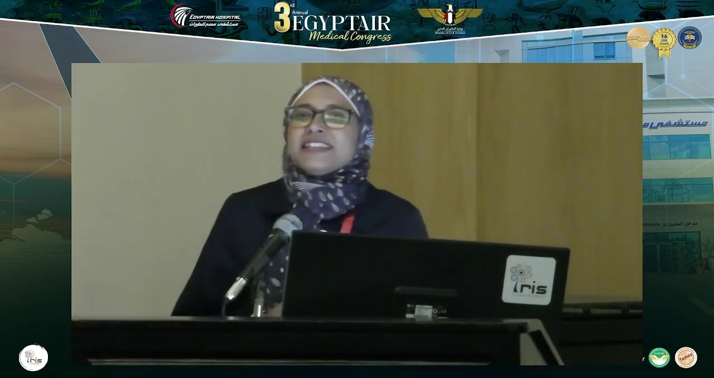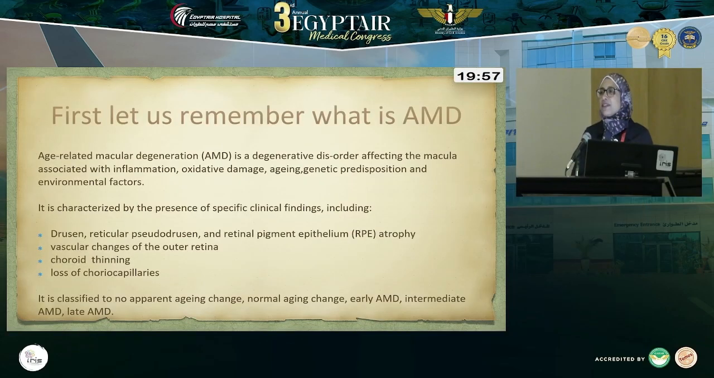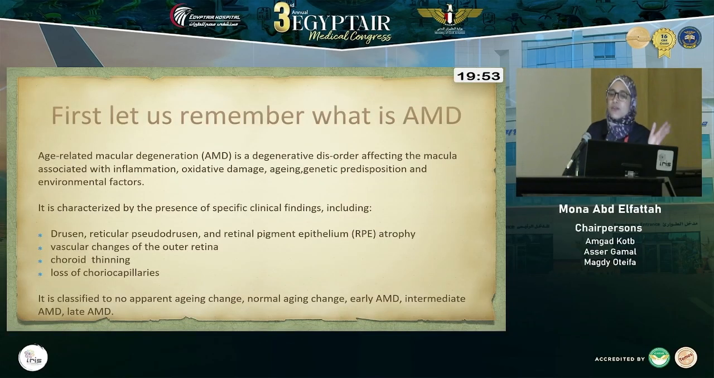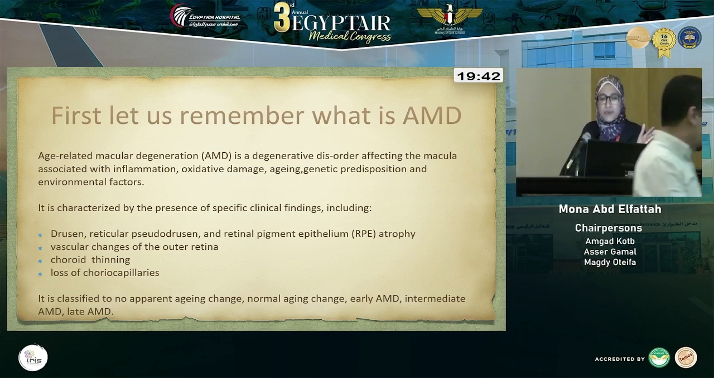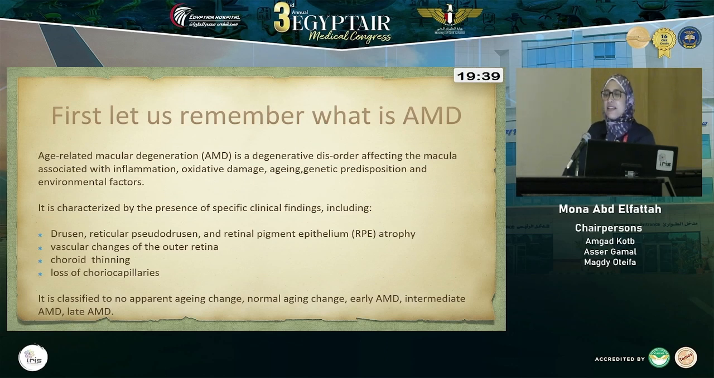We all know that AMD is a degenerative disease affecting the macula, associated with many factors like inflammation, oxidative damage, aging, genetic predisposition, and environmental factors. When you diagnose AMD, you see drusen, reticular drusen, retinal pigment epithelial atrophy, vascular changes of the outer retina, choroid thinning, and loss of choriocapillaris. We can classify it into no apparent aging changes, normal aging changes, early AMD, intermediate AMD, and late AMD.